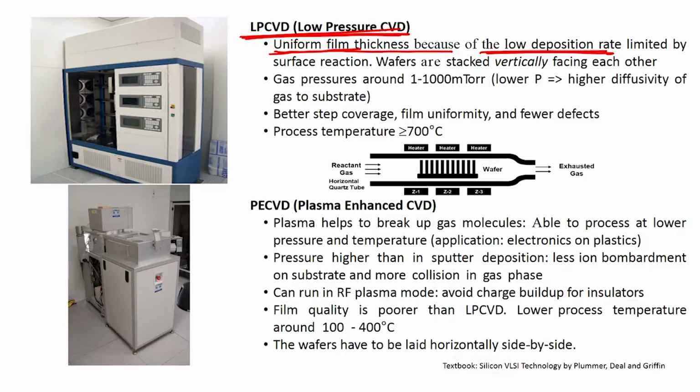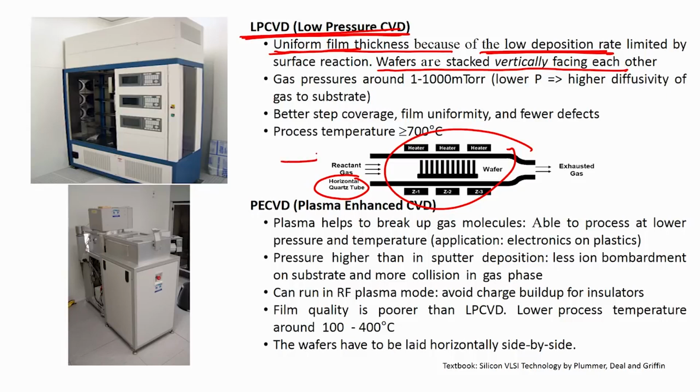So, the deposition is extremely slow, and that is why the film thickness would be more uniform compared to PVD. Wafers are stacked vertically facing each other. You know this particular tube, right? What is it? It is a horizontal tube, because the tube is in the horizontal direction, and then it is kept in the furnace. So, you can see a horizontal tube furnace. And we also know that this material is nothing but your quartz.